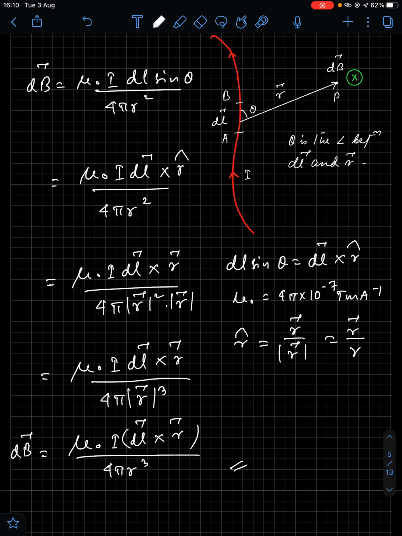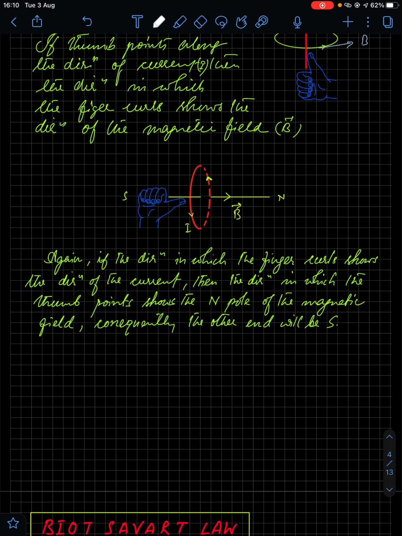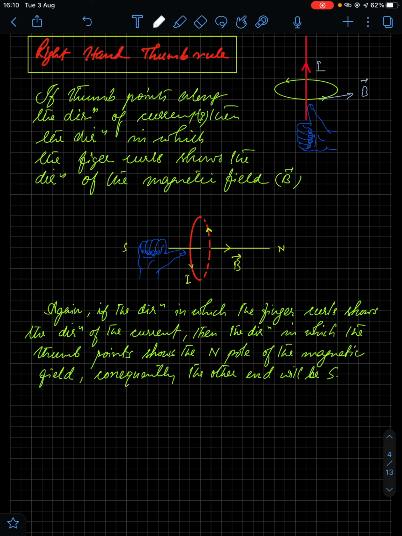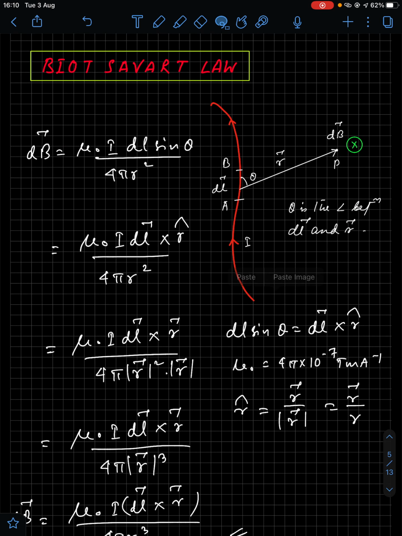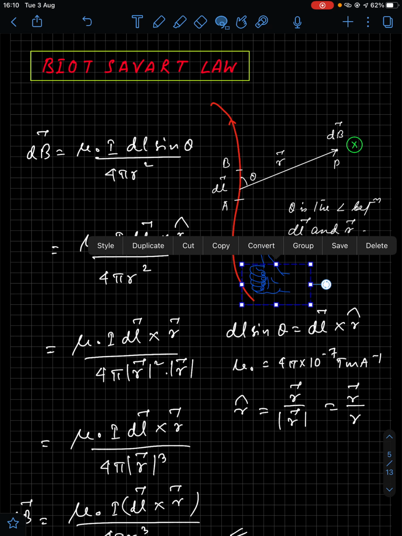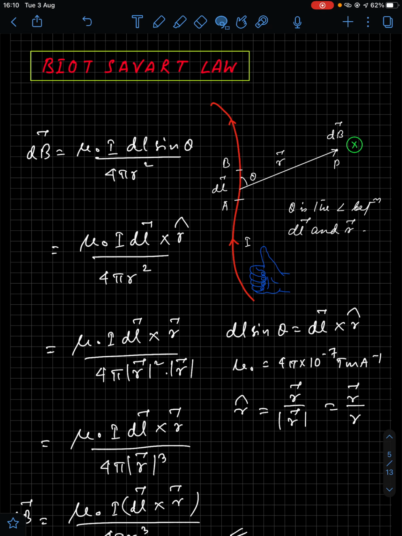Now by applying the right hand rule, the one that you learned just above this, if you apply it here, the thumb is pointing towards the current, and the direction in which the fingers curl gives the magnetic field lines, which will come out from this end.